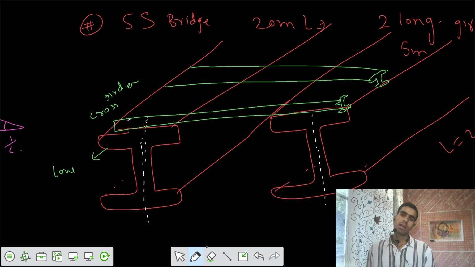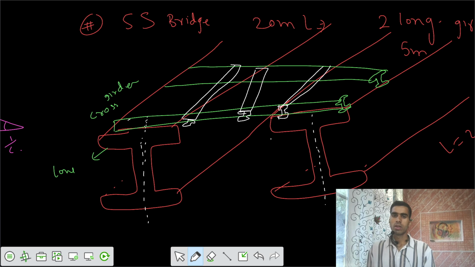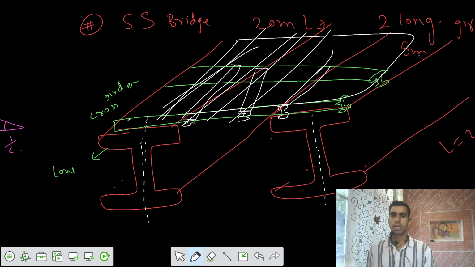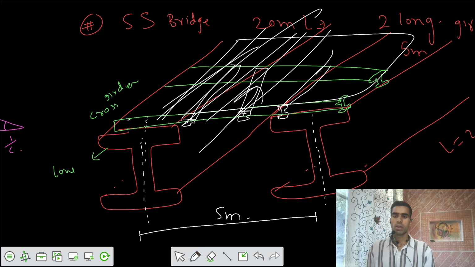And then after that, I am applying small stringers. They also may be of I section. They are placed on the top of the floor beams, and on the top we have some deck plate, and the load is moving in this space. So the spacing between those two girders is 5 meter. I hope you got the picture.